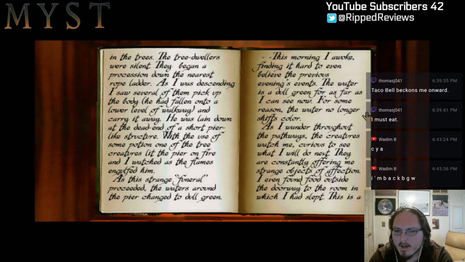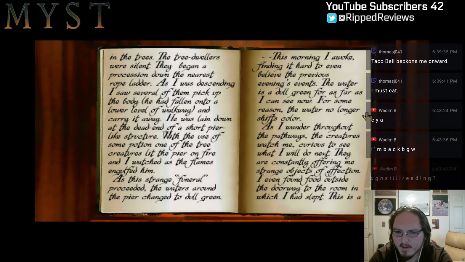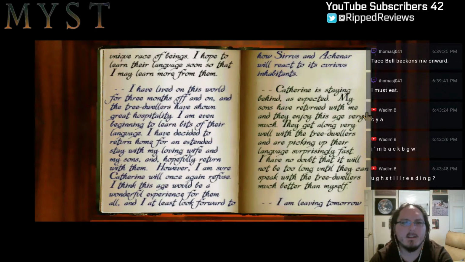They are curious to see what I will do next. They are constantly offering me strange objects of affection. I even found food outside the doorway to the room in which I had slept. This is a unique race of beings. I hope to learn their language soon, so that I may learn more of them.